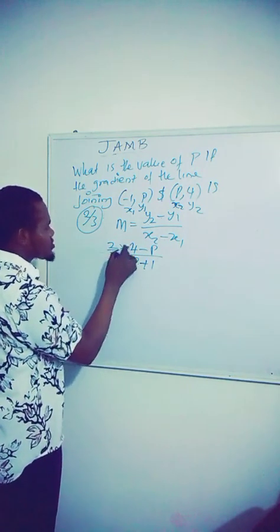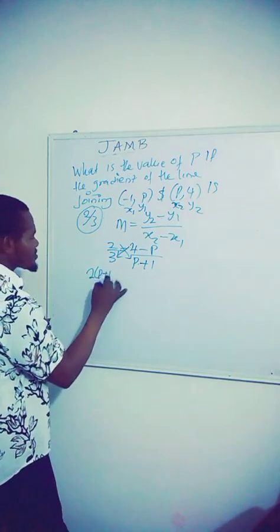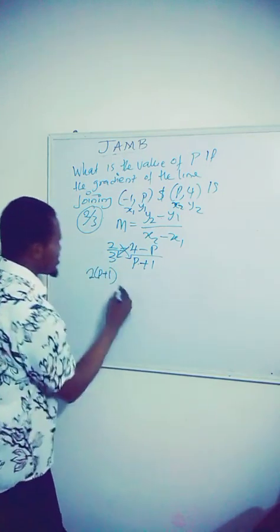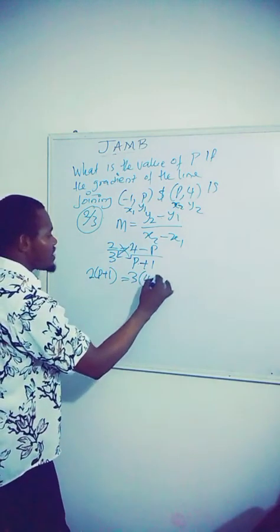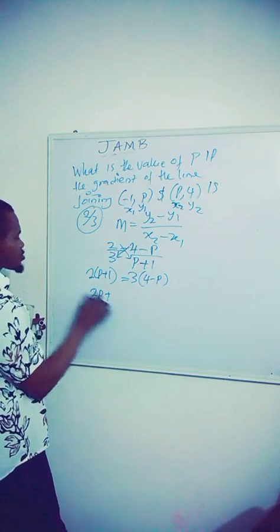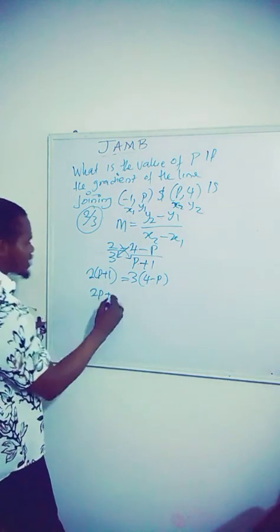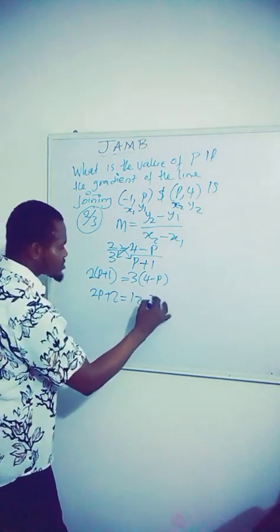Now is to just cross multiply. So we are having 2 into p plus 1, that is 2 times everything here, equals 3 times everything here, 3 into 4 minus p. When you open the bracket, you have 2p plus 2, 2 times 1, equals 3 times 4, 12, and 3 times minus p, minus 3p.